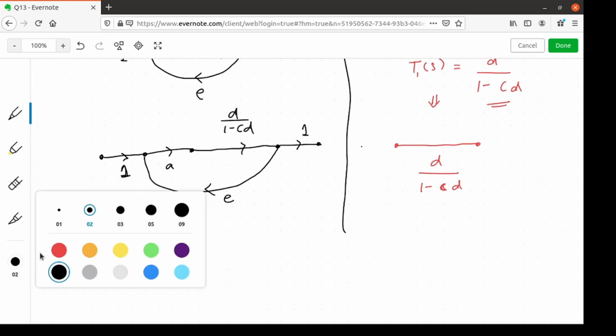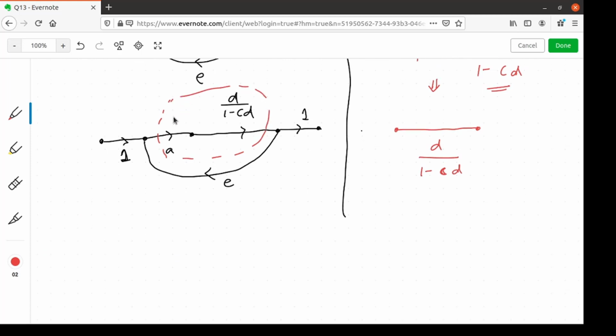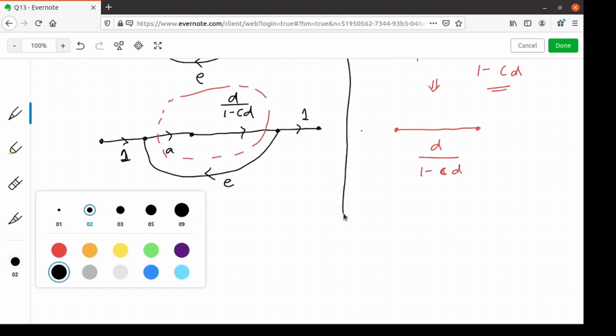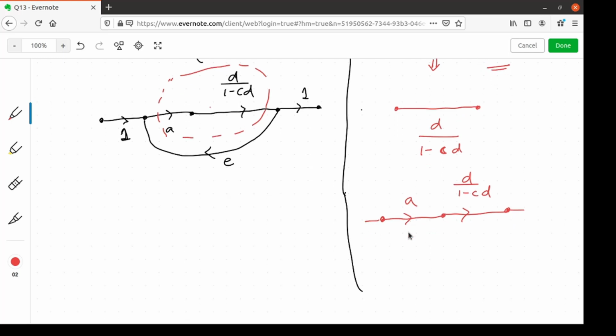Now let us again look at this part. That part is a combination of two systems in cascade. So I'll just redraw it here. A cascaded with D by 1 minus CD. And we can just multiply the transfer functions to get an equivalent transfer function. Let's call it T2(s) equals A times D by 1 minus CD.